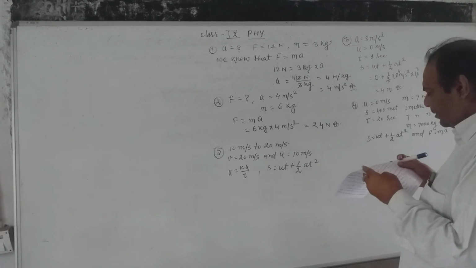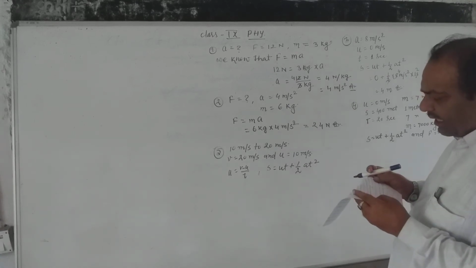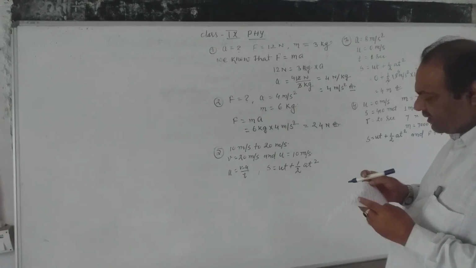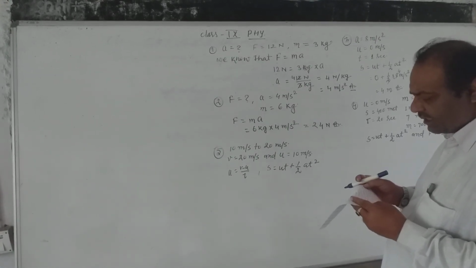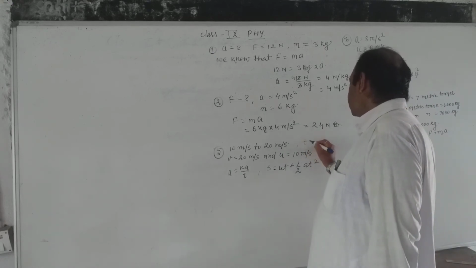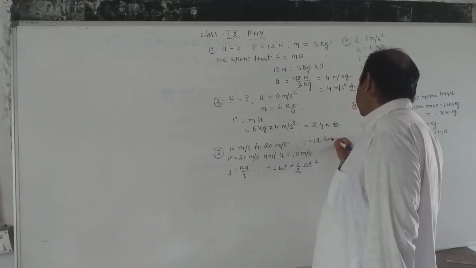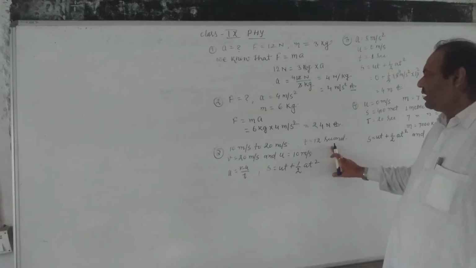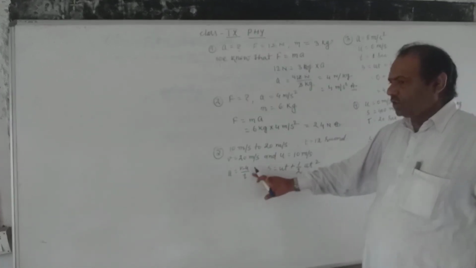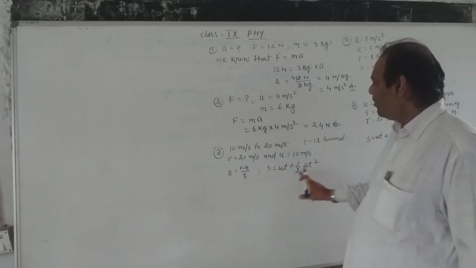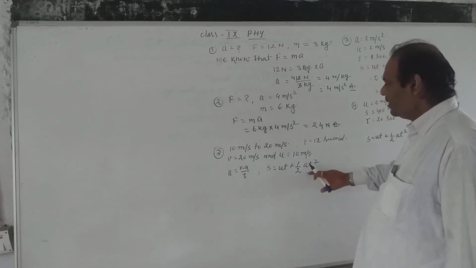I repeat it again. A motorcycle accelerates uniformly from 10 meters per second to 20 meters per second in 12 seconds. Now t is equal to 12 seconds given here. Okay. A is v minus u upon t, and s is equal to ut plus half at square. The value of a you can get from here.